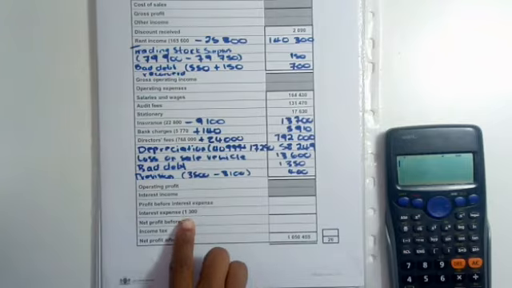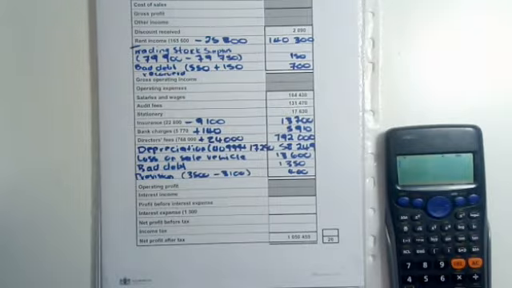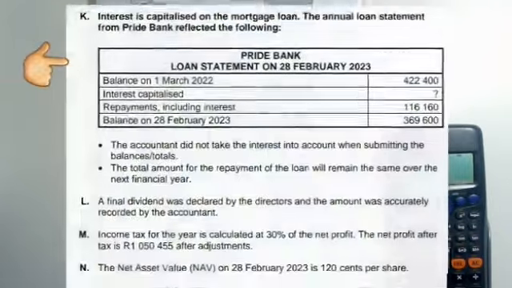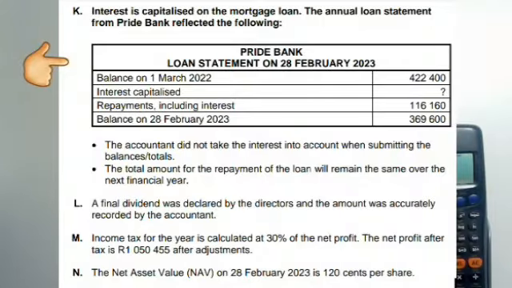So we go on to our interest expense. Our interest expense has been started for us at 1,300, and we are going to look at information K because this is interest expense. So usually it is our interest on loan. Information K says interest is capitalized on a mortgage loan. The annual loan statement from Pride Bank reflected the following. They have given you the statement from Pride Bank. You will see you have the balance at the beginning of the year. You have interest that is capitalized, which is a question mark. That's what we are calculating now. And then you have your repayments, which include interest, and you have your balance at the end of the year.